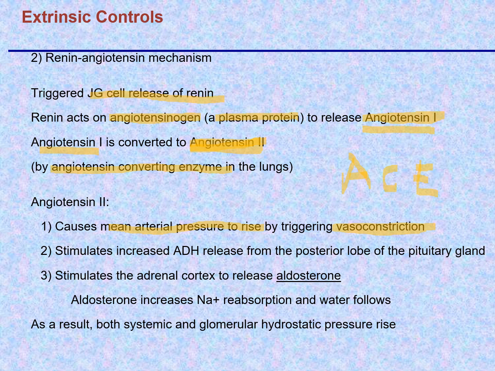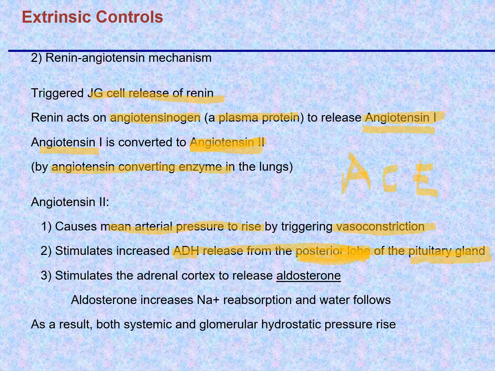It also has an effect on the pituitary gland. It will trigger the release of antidiuretic hormone from the posterior lobe of the pituitary. As you know from last semester, ADH, or antidiuretic hormone, is stored in and can be released from the posterior lobe of the pituitary gland in the brain. Antidiuretic hormone has an effect to increase reabsorption of water, again helping with maintaining and even raising blood pressure.